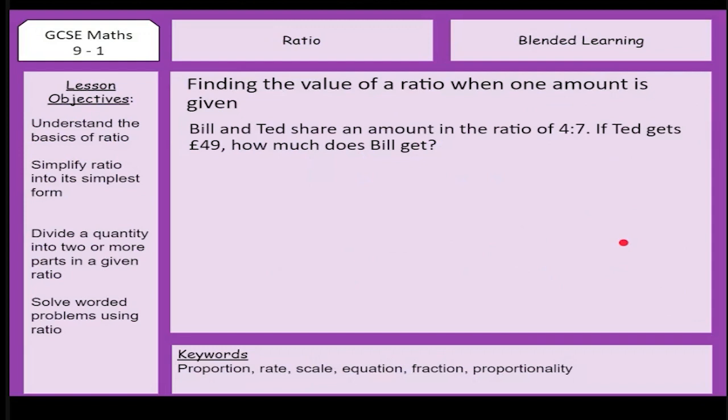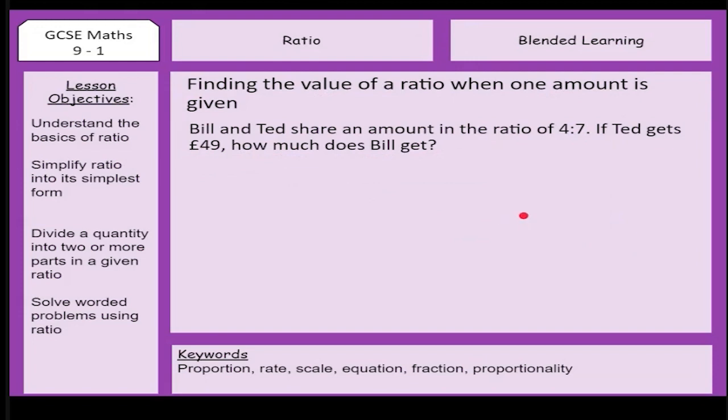Finding the value of ratio when one amount is given. So this is very similar to what we've just done. For example, Bill and Ted share an amount in the ratio of 4 to 7. If Ted gets £49, how much does Bill get? So it's telling us that Ted's share is £49. Now, in the ratio, Bill and Ted, so Bill comes first, Ted comes second. So Ted's 7 parts equals £49.